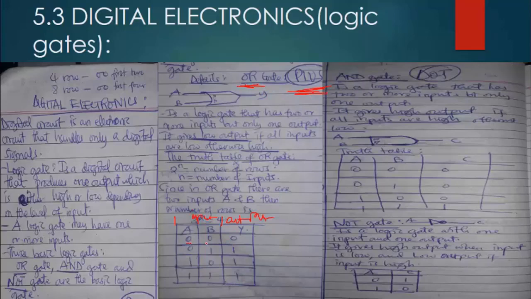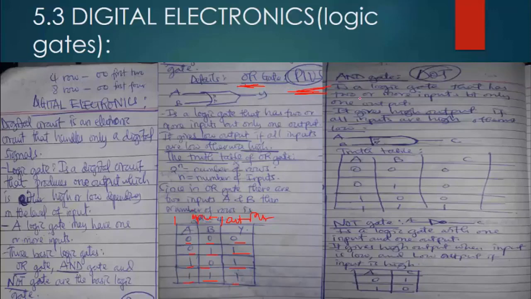Kwa jumlisha 0 plus 0 unapata 0. 0 plus 1 unapata 1. 1 plus 0 unapata 1. 1 plus 1 haiwi 2 kwa sababu we are restricted to either 0 or 1. So instead of being 0, the best answer here could be 1. So 1 plus 1 inakuwa 1. Simple like that. So whenever we are dealing with OR gate, we add.